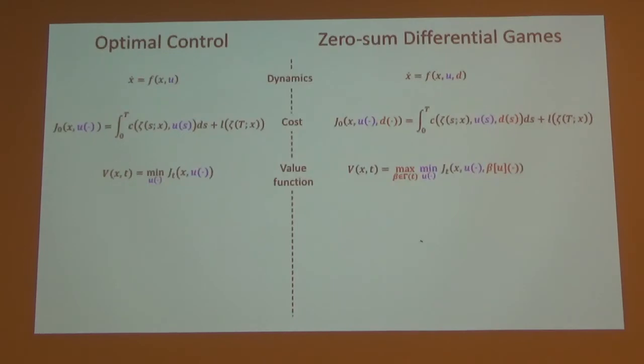We can define the value function. Once we define the information pattern in the zero-sum differential game, in this particular case, we talked about non-anticipative strategies. We simply mean that player 2 cannot anticipate the actions of player 1.